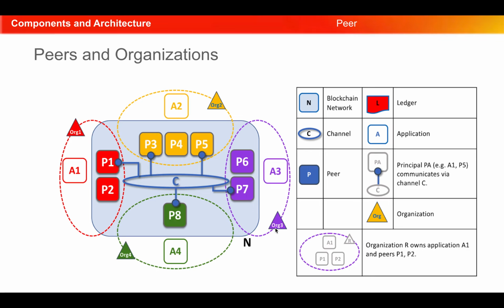Then you have another channel, which is C3, and you have application 3, P6 and P7, which are connected to the channel and managed by organization 3. You have P8 and application 4, which are handled by organization 4. So this is how the channel, application, peers and organizations come together in a Hyperledger Fabric network.